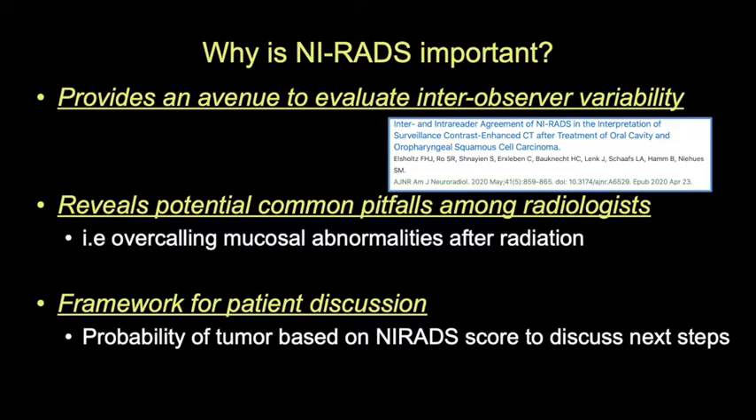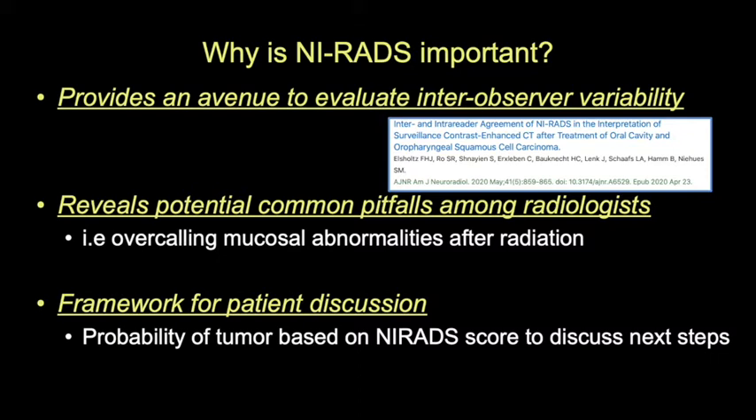NI-RADS also has revealed to us potential common pitfalls among radiologists. One of the big examples at our institution was overcalling mucosal abnormalities after radiation. And again, overcalling mucosal abnormalities also creates friction with our surgeons, who think of the mucosa really as their purview. So that's been an important nuance and change that we've made.